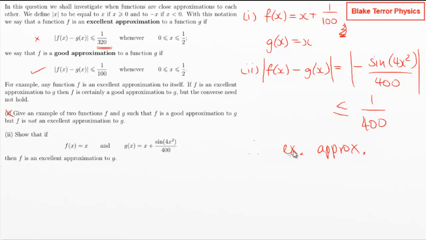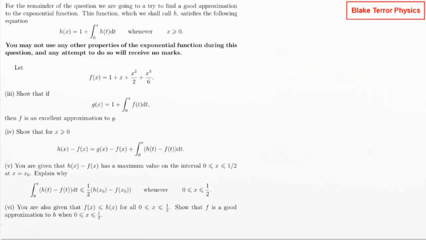There's plenty more of this, as you'd expect, on the next slide. For the remainder of the question, we are going to try and find a good approximation to the exponential function. This function, which we should call h, satisfies this equation. I'm just going to write down the numbers: it was 1 over 320 and 1 over 100, so that was excellent and good. That's on the previous slide. So that is our h, our approximation to the exponential function. You may not use any other properties of the exponential function during this question. Any attempt to do so will receive no marks.